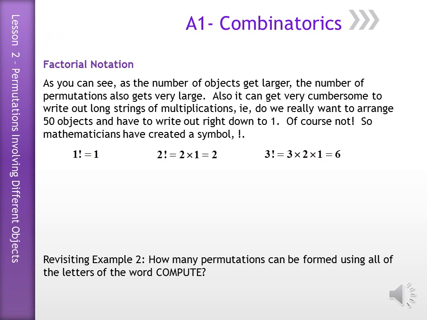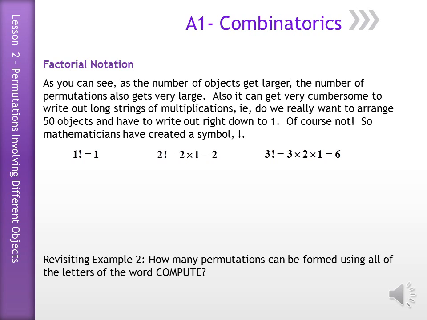Factorial notation. As you can see, as the number of objects get large, the number of permutations also gets very large. Also, it can get very cumbersome to write out long strings of multiplications. Do we really want to arrange 50 objects and have to write out all the numbers right down to 1? Of course not. So, mathematicians have created a symbol.